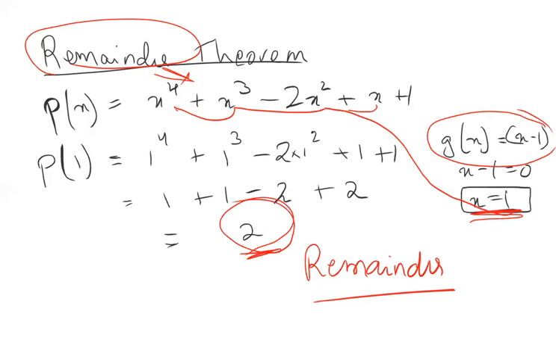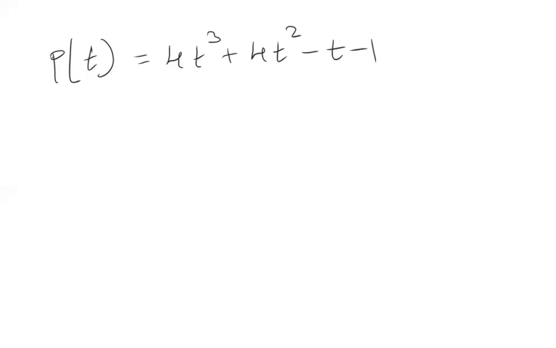Right. Let's do another one. Okay, another way of framing these types of question is check if this polynomial is a multiple of that. Now they have given us some other variable. They've not given us x, they've given us t. So what variable they've given you, put that. 4t cube plus 4t squared minus t minus 1. We need to check if this is a multiple of 2t plus 1.